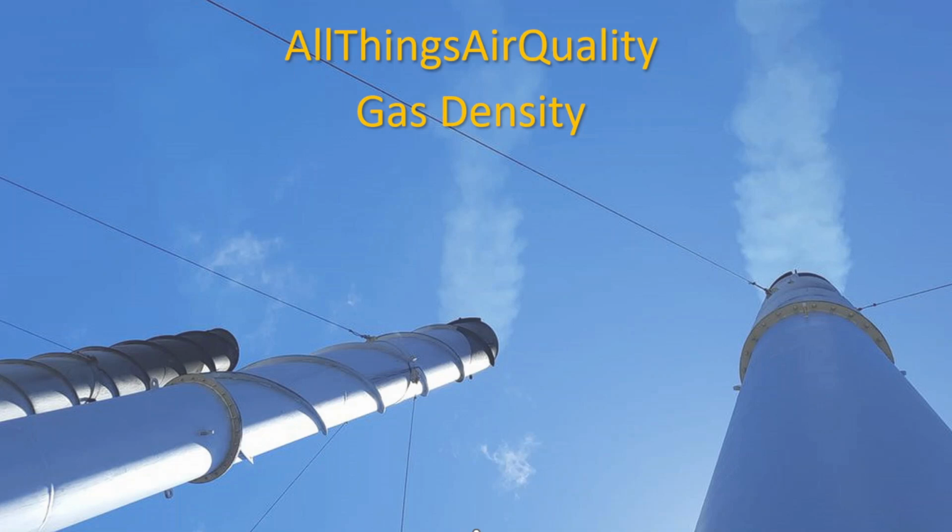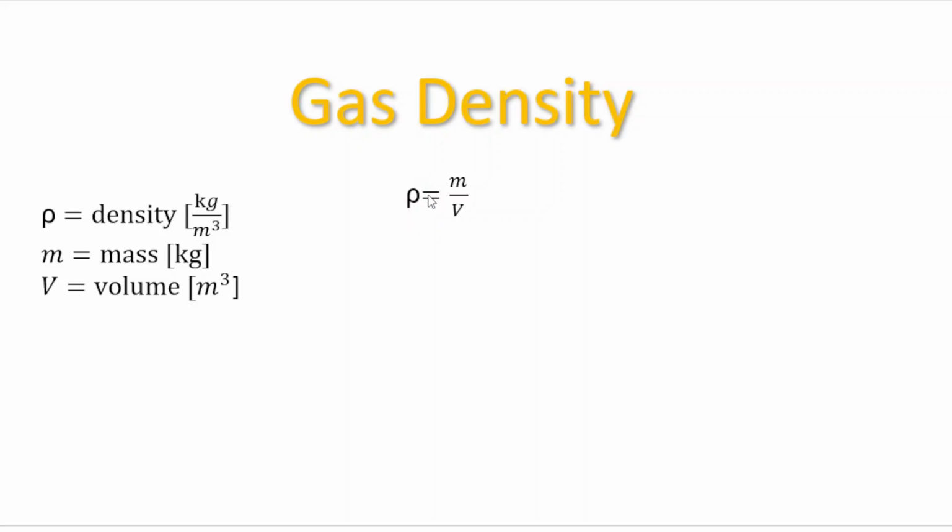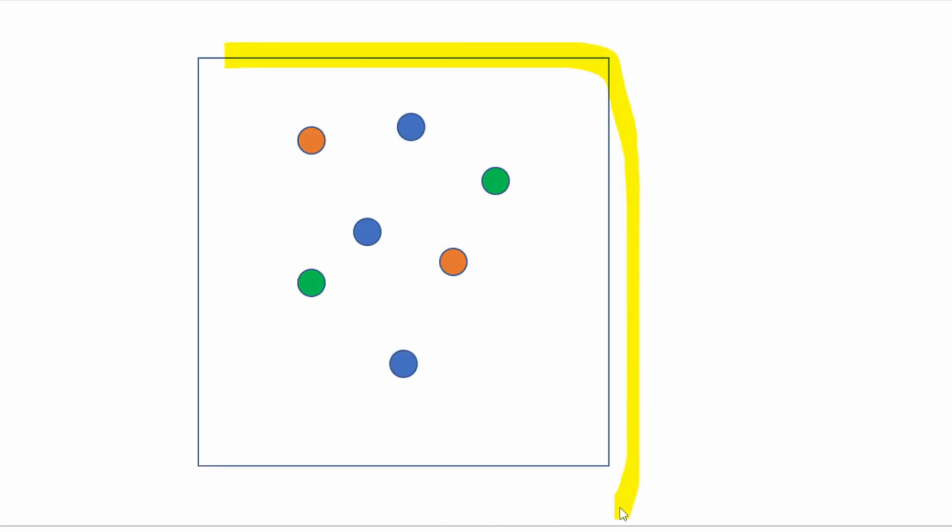In this video I'll explain how to determine stack gas density from stack conditions and its composition as measured on site. Gas density, for which we use the symbol ρ, is defined as mass of a gas per unit of volume. Suppose we have this volume of gas and inside it we have different particles. We have the orange, the blue and the green particles.